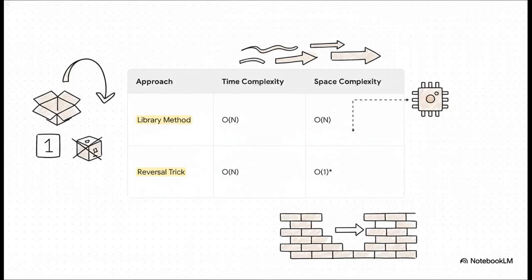And let's look at the complexity again. Time is O of n for both, no big difference there. But look at the space. The library method is always going to be O of n. But our reversal trick? Well, in some languages where you can change the string directly, it can be O of 1, constant space. That is a huge, huge win. Now, that little asterisk is important. In languages like Java, where you need that string builder, you're still using O of n space. But it's the potential for O of 1 and the algorithmic thinking behind it that really counts.